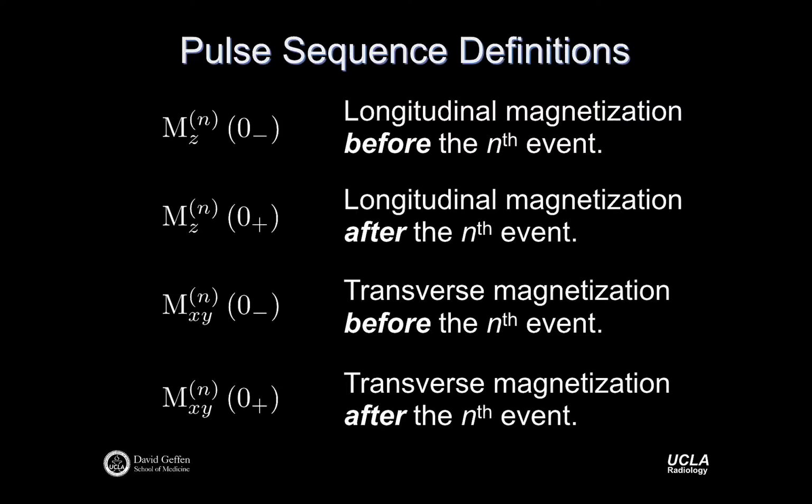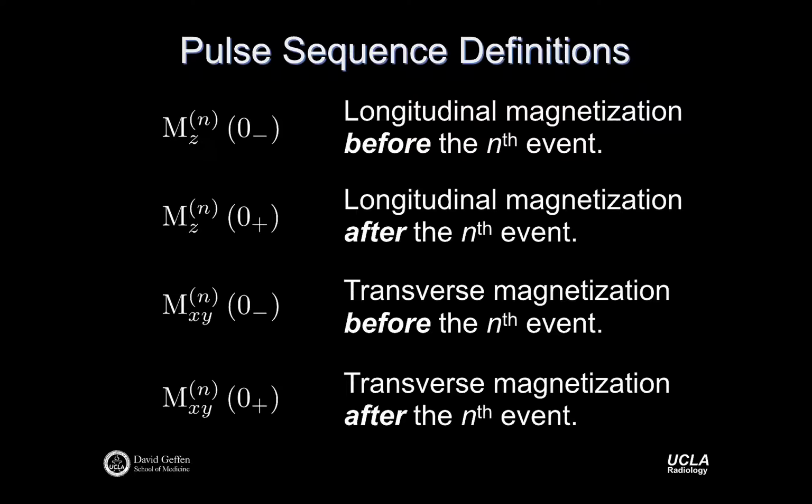The top two things are just nomenclature we use to describe what's happening to the MZ, or the longitudinal magnetization. The top one is the MZ magnetization immediately before, so at time 0 minus, for the nth event. You're going to see a series of events: the first, second, third, fourth event. So this is the state of the MZ magnetization immediately before some event. Think of it as an RF pulse, for example.